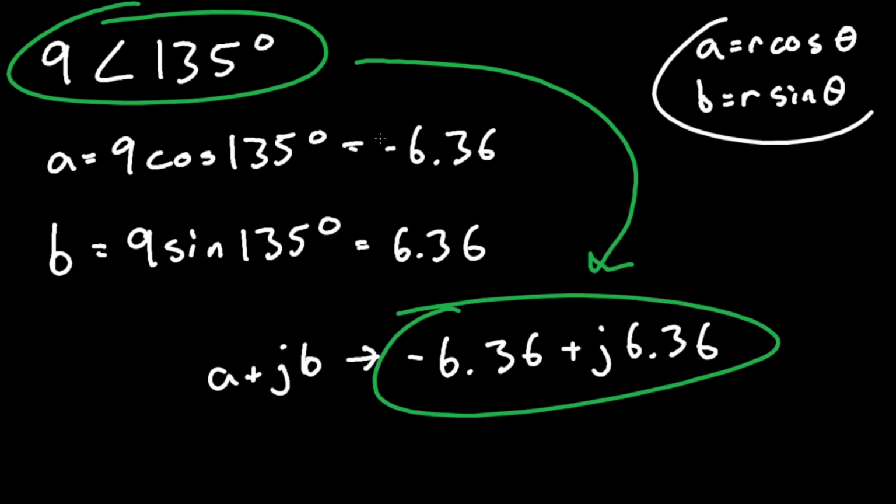So it's really not that bad. As long as you know this guy right here, a is equal to r cosine theta, b is equal to r sine theta, you'll be good.